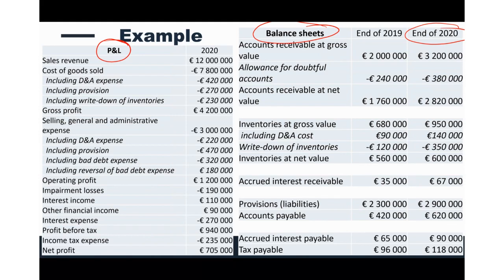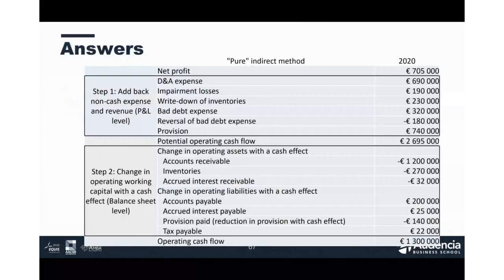In reality, you need more information. For instance, this information is not directly available in the balance sheet. So we saw yesterday the two steps. Normally in the indirect method, we consider two steps. Step number one is just about the P&L. We are at the level of the P&L.